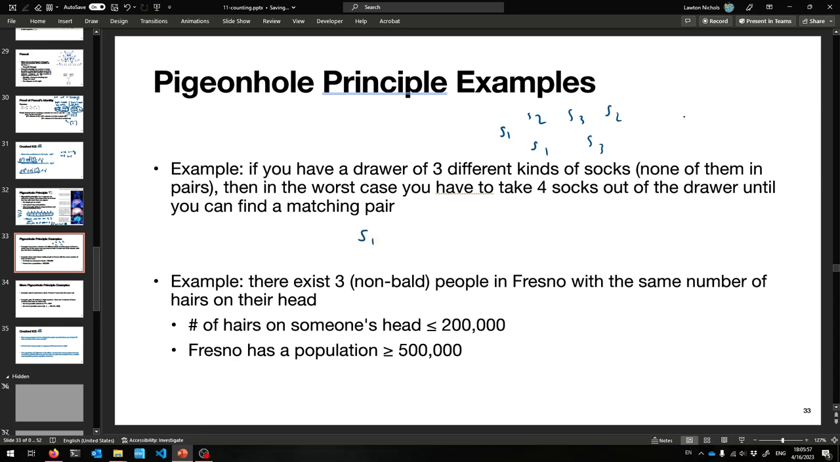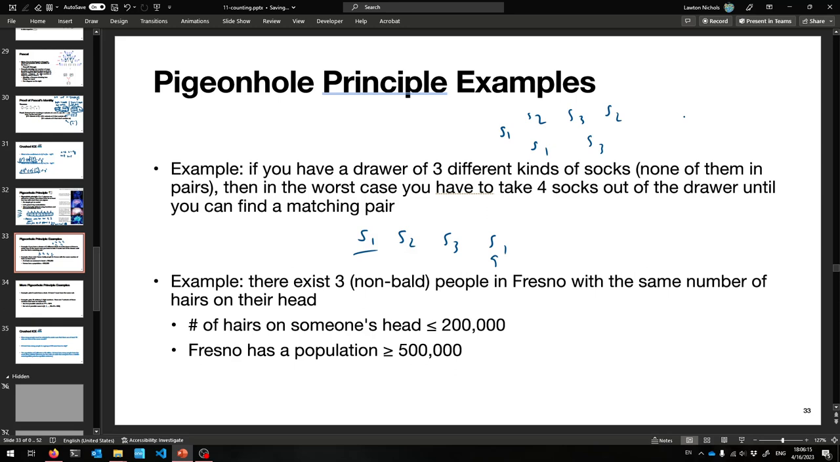Well, in the worst case, the first thing you take out is sock one, the second sock you take out is sock two, the third sock you take out is sock three. They're all different, but there's only three kinds. So the next one is guaranteed to be one of the ones you got before. And so now you finally have a matching pair. That's the pigeonhole principle. It's kind of nice.